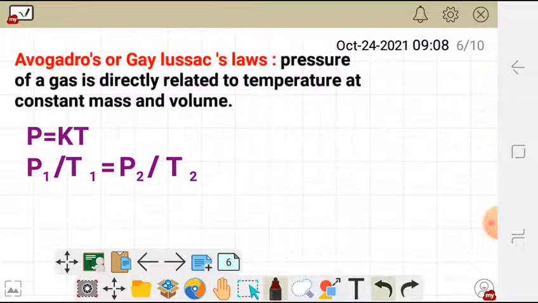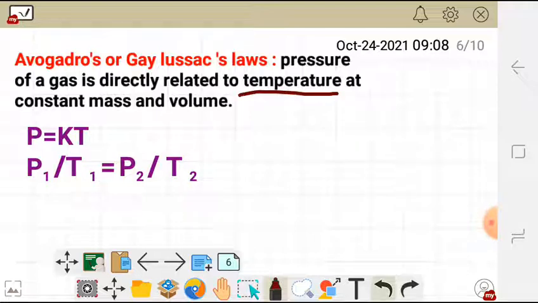And then from there we have another gas law, which is Gay-Lussac's law. This law states that the pressure of a gas is directly related to temperature at constant mass and volume. At constant mass and volume, the pressure is directly proportional to temperature, given by this formula, which is P1 over T1 equals P2 over T2.